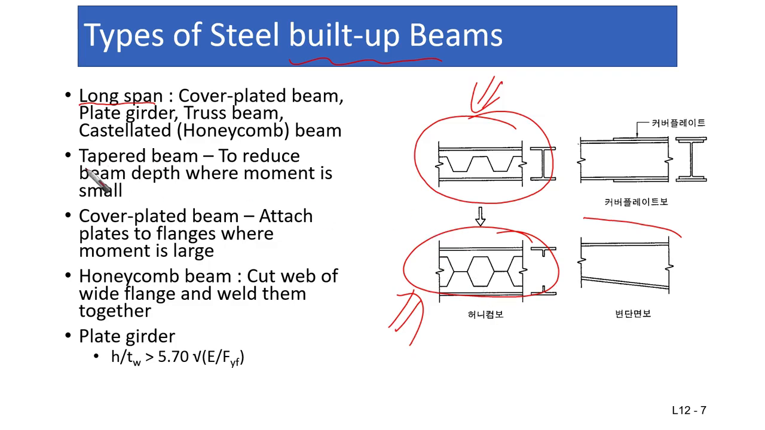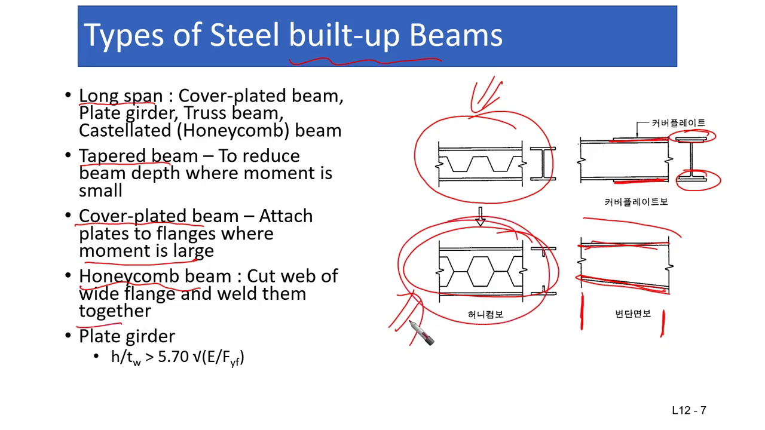We have tapered beam to reduce beam depth where moment is small. Whenever we know that the moment is going to be small at this position, but it's high here, we are going to have a tapered one. Cover plated beam: attach plates to flanges where moment is large as well. In some places we can put additional plates in order to have more moment resistance. And honeycomb beam: cut the web of a wide flange and weld them together. This is to reduce the amount of steel used in general.